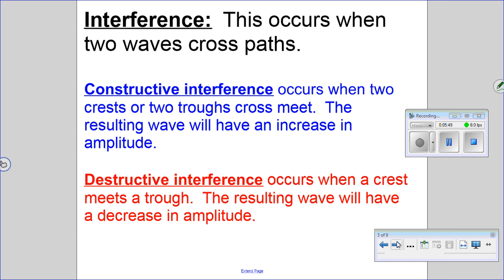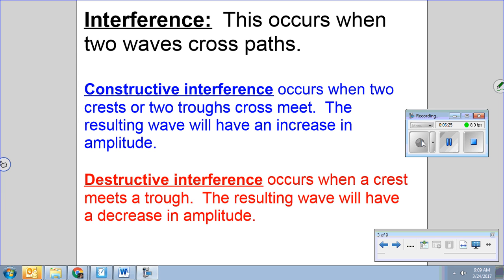Interference. Interference is something that occurs when waves cross paths. Noise-canceling headphones work on the principle of interference. Auditoriums that have good acoustics try to prevent interference. Write down those two definitions, and I will explain.